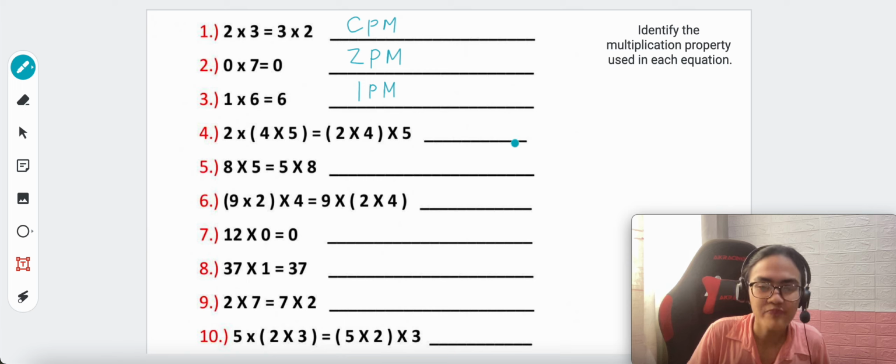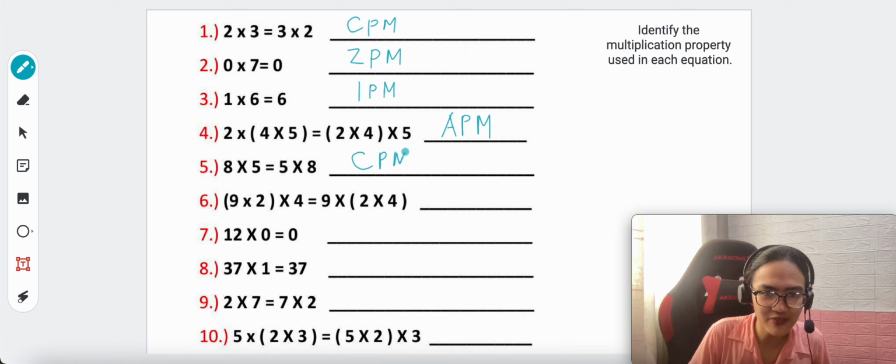And number 4, 2 times (4 times 5) is equal to (2 times 4) times 5. It's groupings of numbers, so this is the associative property of multiplication. Number 5, order of numbers, so CPM or commutative property of multiplication. Number 6, that's groupings of numbers, so associative property of multiplication.